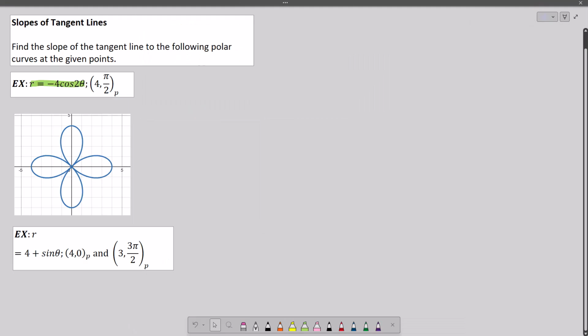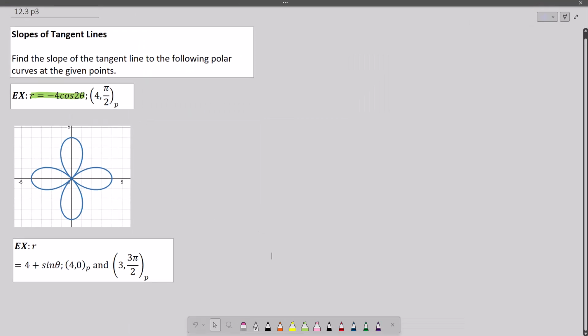Okay, so this tells us, find the slope of the tangent line at the following polar point. So here is our polar point. And let's just get a sense of what our answer should be by looking at the graph. If we go to pi over 2 and plug pi over 2 into this function, pi over 2 goes in for theta. 2 times pi over 2 is pi. So cosine of pi is what we have to evaluate. Cosine of pi is -1. -1 times -4 is +4. So in the pi over 2 direction, we are in fact right there. We're going 4 units in the pi over 2 direction.